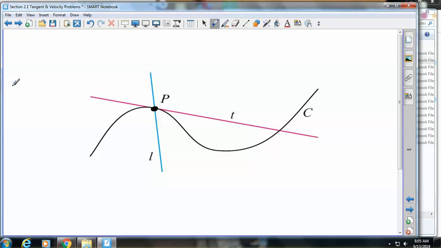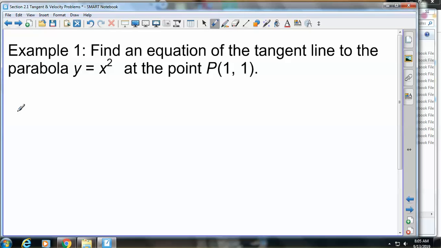Now, one of the big things we're doing this semester, we are leading into this concept of a derivative. And a derivative has everything to do with tangent lines, because a derivative tells us how things are changing, and that tangent line gives us that first clue about how it's changing. So we're going to start out today just writing equations for these tangent lines.